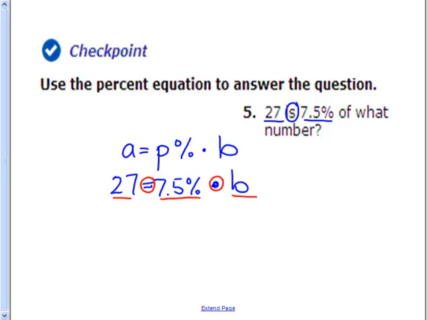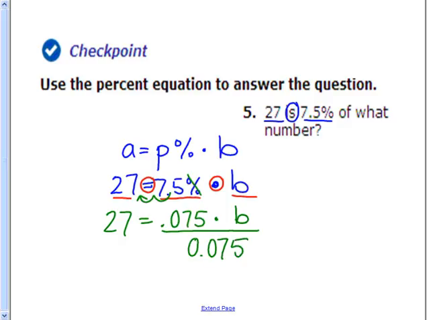All right, let's start solving. I'm going to rewrite this equation so that 7.5% is in its decimal form. There it is. And now it looks like I have to isolate B, I need to divide each side by 75 thousandths. That looks pretty overwhelming, doesn't it? Well, let's see what we can do with that. On this side, we're going to get B. This side's going to require a little more work, so I'm going to move over to the side and see what I can do with that.